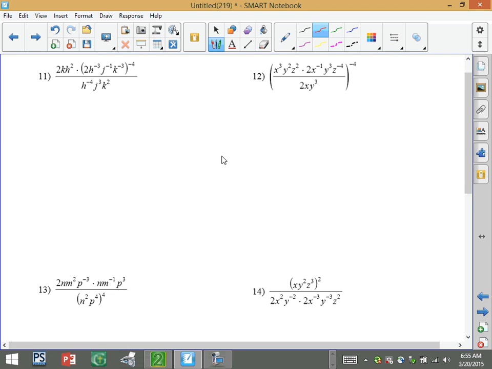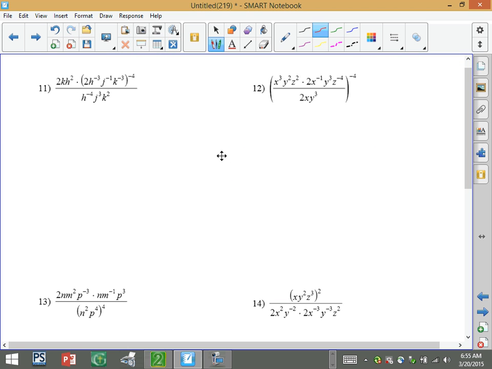11, 12, 13, 14, these things look big and scary, but if you do it a step at a time, you're going to be okay. Now, the first thing, that negative 4 is going to go to everything inside the parentheses, so let's take care of that first. So 2k h squared, then we have 2 to the negative 4th, h to the 12th, j to the 4th, k to the 12th, over h to the negative 4th, j to the 3rd, k to the 2nd.